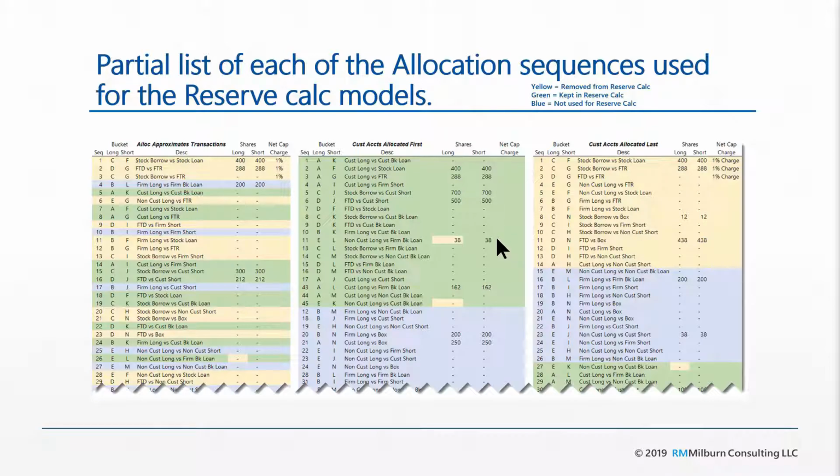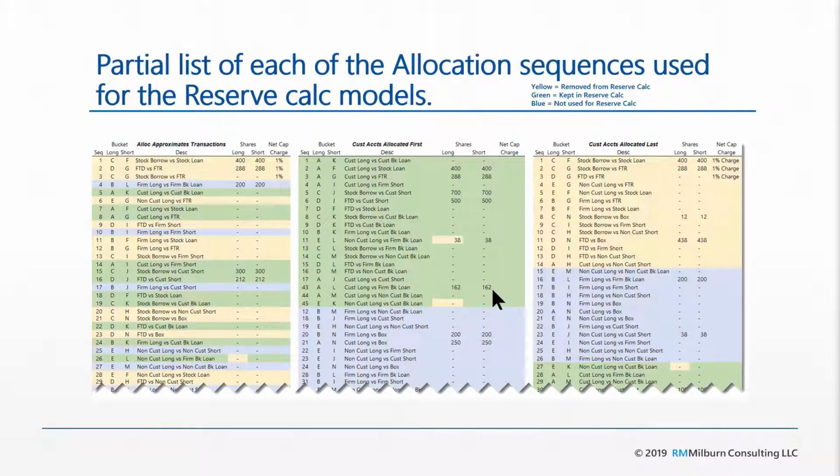Now we come down to number 11. You can see non-customer long versus firm bank loan. And there's the 38 shares. And that's just simply the way this thing is sequenced. Again, the 38 shares, normally we would have expected to be non-customer long versus fail to receive, but because there were more customer longs and it's higher up in the allocation process, the 38 shares finally shows up here under 11, and it gives you this kind of anomaly.